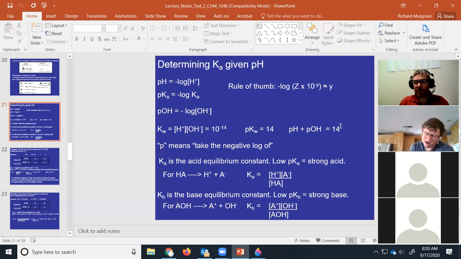Does anybody have any questions? So that's the origin of the pH scale right there. The fact that 14 is the top, and that 7 is neutral, and that pH plus pOH is equal to 14. All right, does anybody have any questions?